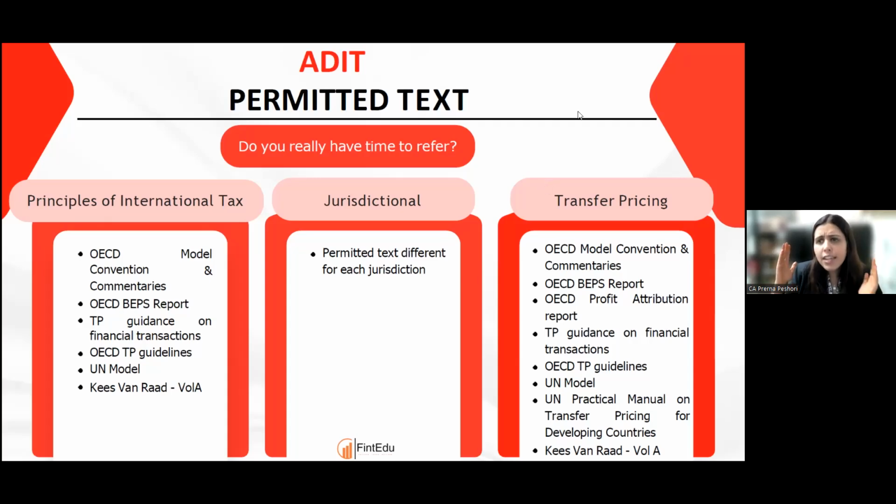For jurisdictional, there are prescribed books. You can just go to the CIOT website. In case you're opting for any of the jurisdictions, you will see the prescribed material for each of those jurisdictions. For thematic also, it's the same thing. But concerning transfer pricing, as I said, this is the most commonly opted paper.